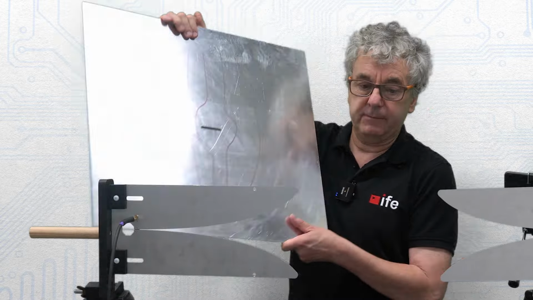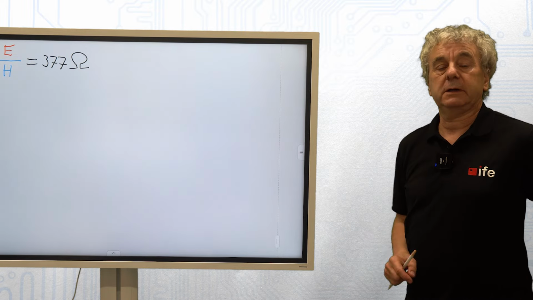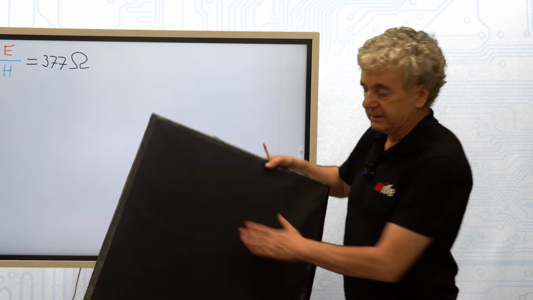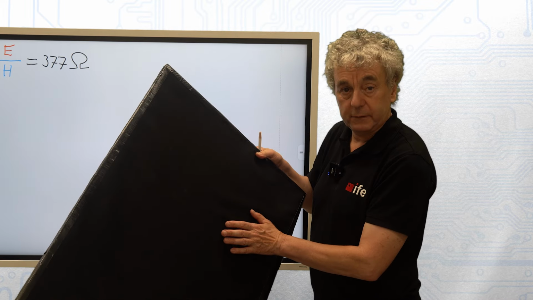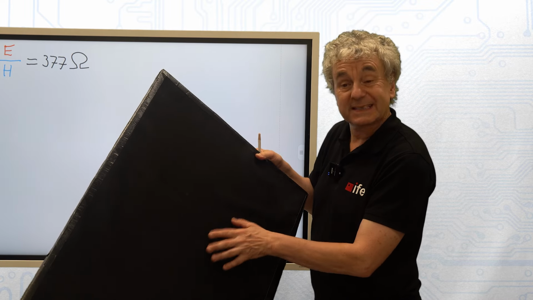I want to explain a certain material which we're going to use in an experiment. This is the material. It's a thin black cloth. It's conductive with a well-defined impedance. We just put it on a piece of styrofoam, for mechanical reasons.